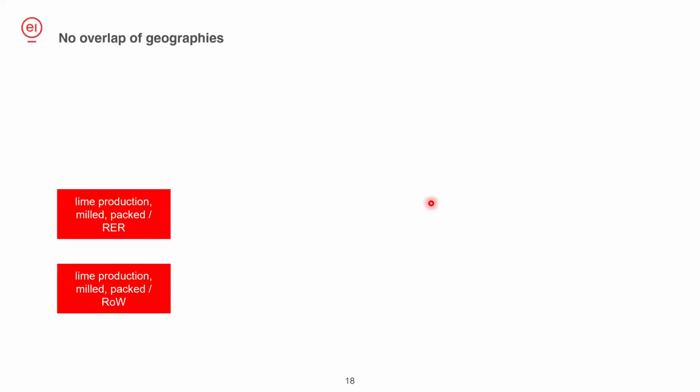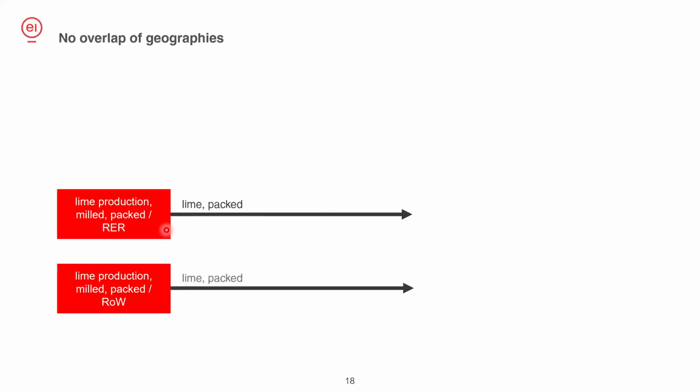One main assumption upon which the ecoinvent database is structured is that activities cannot overlap, geographies cannot overlap. Let's see, for example, the activities of lime production, milled and packed, which produce the product lime packed. It's a product used in construction. So we have here two activities for RER. This is Europe, and rest of the world.